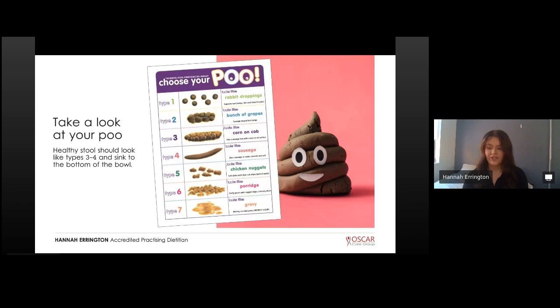You might have seen this before. This is called the Bristol stool chart, and it can help you better describe the type of bowel movements that you're having. A healthy stool should generally look like types 3 and 4, and you should be having a bowel movement anywhere from 3 times a week to 3 times a day. Anywhere within that range is considered normal for you.